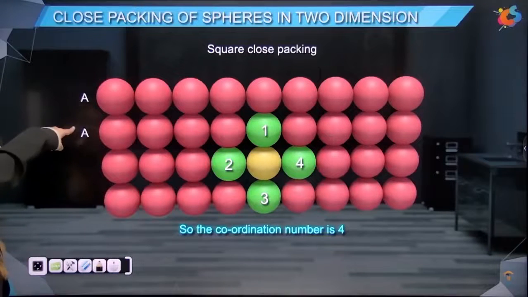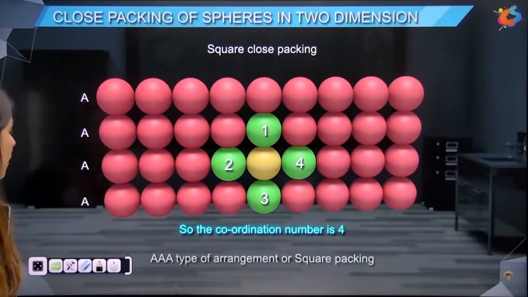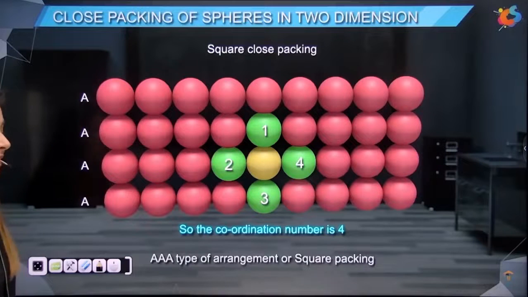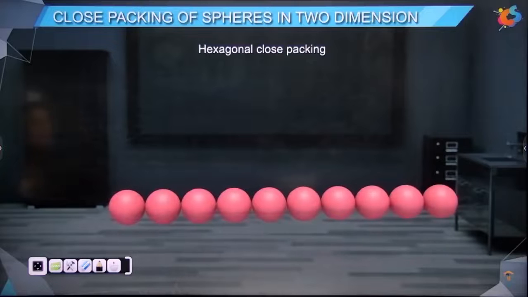And this is AAA type of layering. That is the reason we call it AA type of layering. AAA type of arrangement in square packing, right? Yes, perfect. Now let's talk about hexagonal.